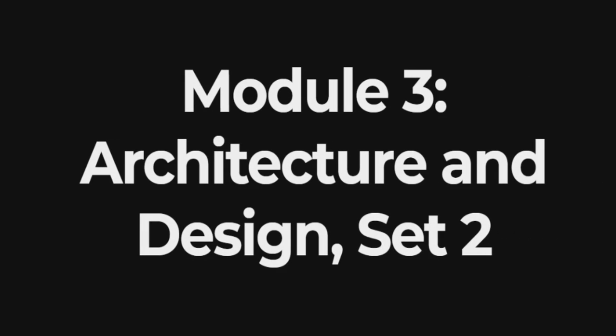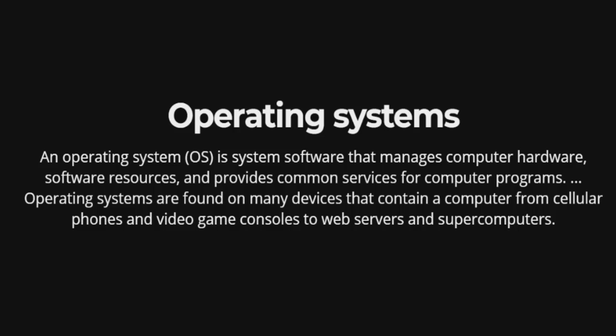Module 3, Architecture and Design, Set 2. Operating Systems. An operating system, OS, is system software that manages computer hardware, software resources, and provides common services for computer programs. Operating systems are found on many devices that contain a computer, from cellular phones and video game consoles to web servers and supercomputers.